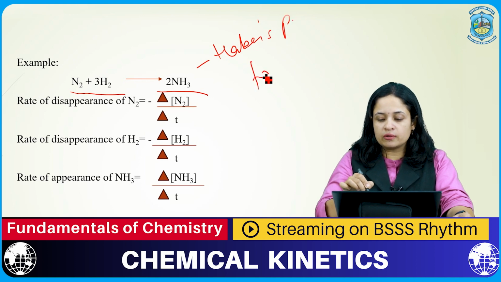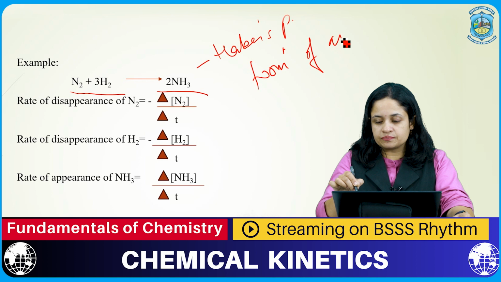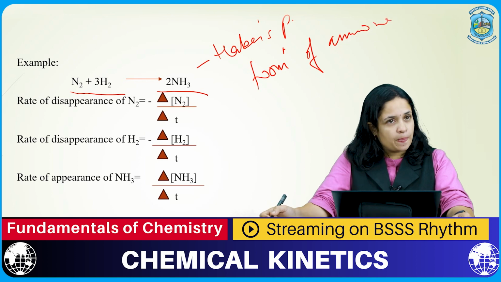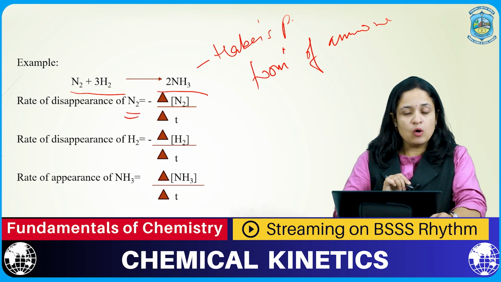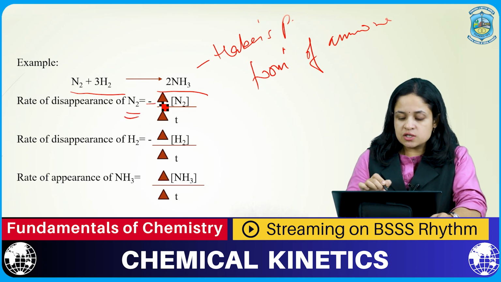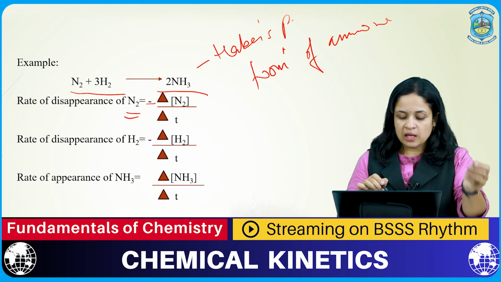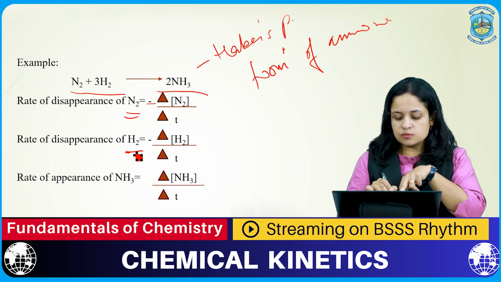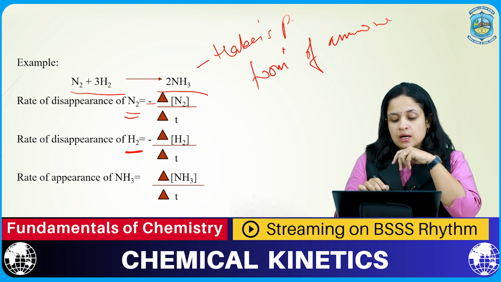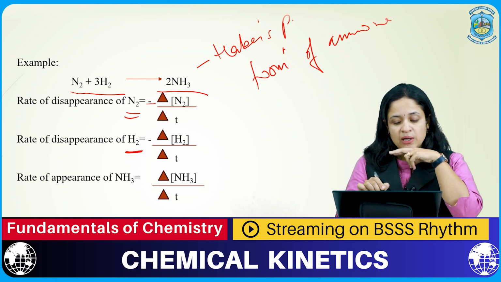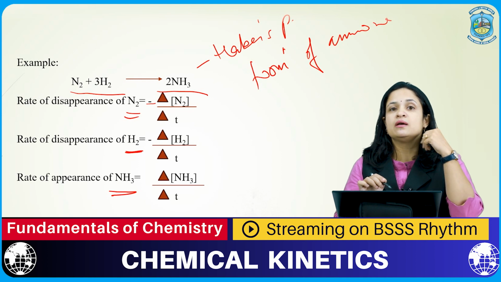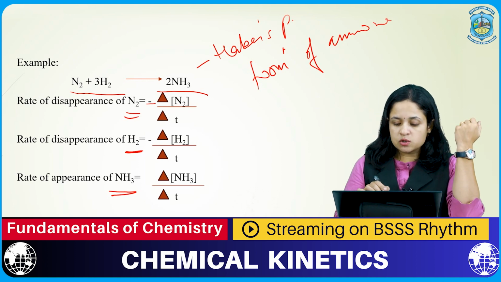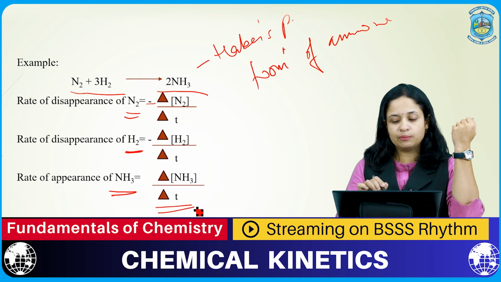Formation of ammonia. Now, if I have to calculate the rate of disappearance in terms of N2, how will I calculate? Minus change in concentration of N2 upon time taken. If I have to calculate the rate of disappearance in terms of hydrogen H2, minus change in concentration of H2 upon time taken, and the rate of appearance of NH3, no minus. Why? Because it is a product. It is not reducing, but it is increasing as time proceeds. So change in concentration of ammonia upon time taken.